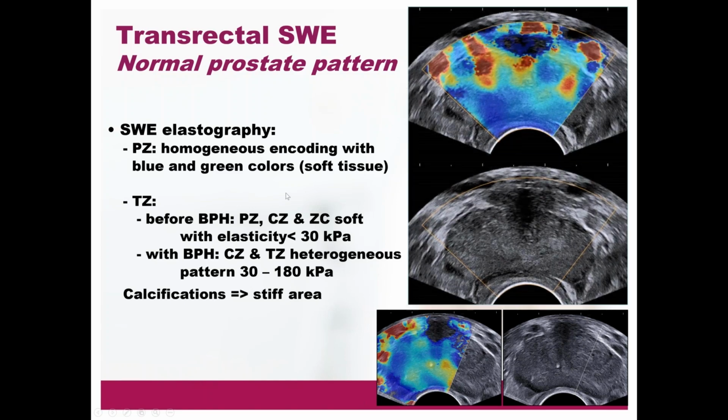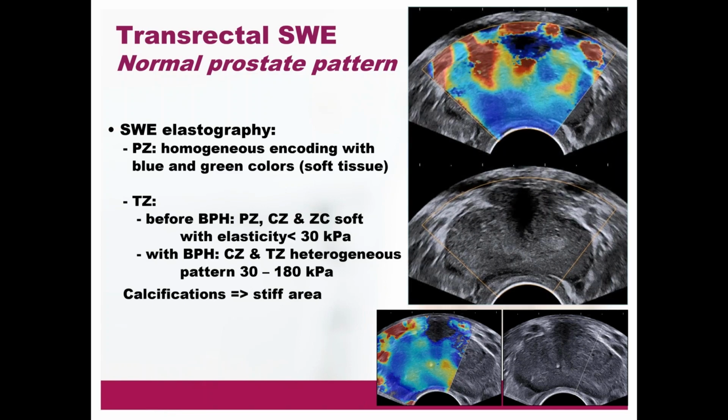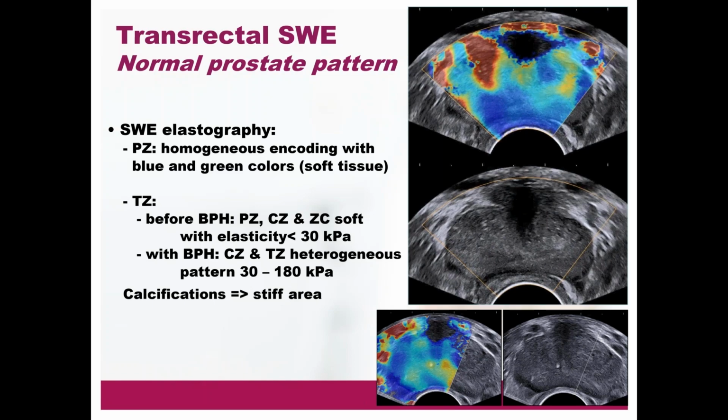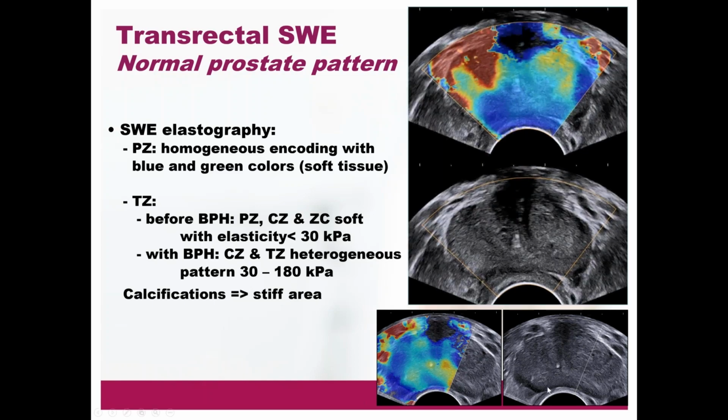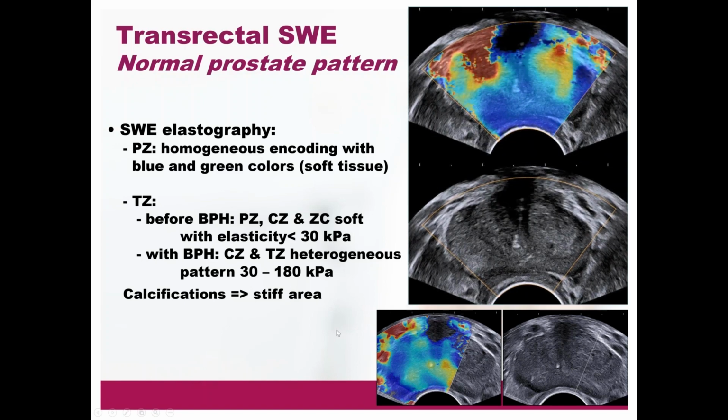The transition zone, unfortunately, is very heterogeneous, with the stiff areas corresponding to the nodules, adenomatous nodules. In the case of calcification, always look at the B mode image when you see a stiff area, and then you'll see that these are just calcifications.